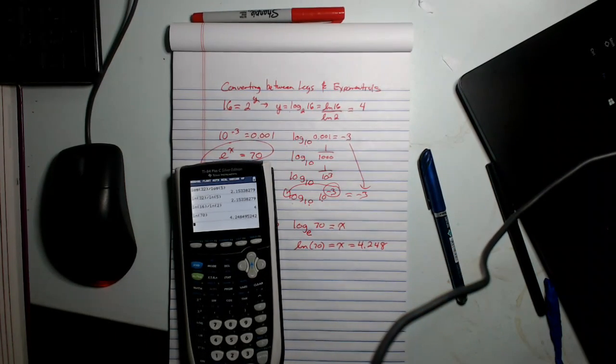4.248. Now, MyMathLab will tell you how many decimals to round to. In general, it's been past practice to round logarithms to 4 decimal places, but just be aware of what they're asking for in every individual problem, because in some cases they're going to ask you for more or for less.